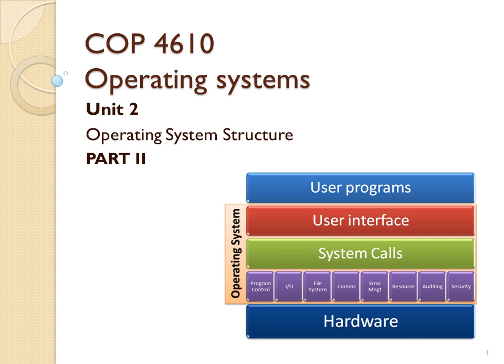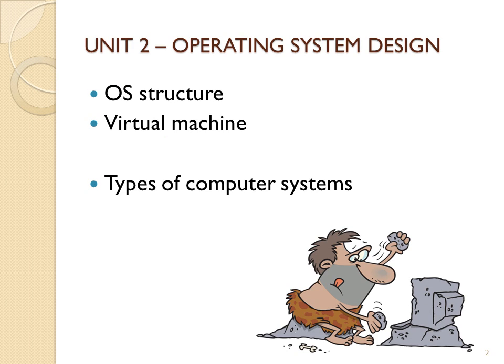Welcome to Unit 2, Part 2 on operating system design. In this unit, we're going to talk about operating system structure, which is how the services and components of an operating system are organized in the software. Then we'll talk about virtual machines and some more about types of computer systems and system calls.